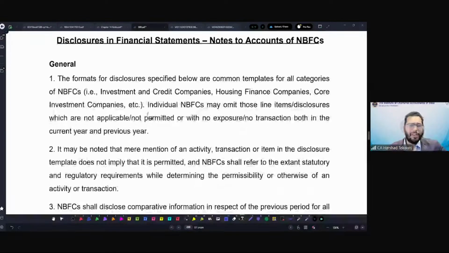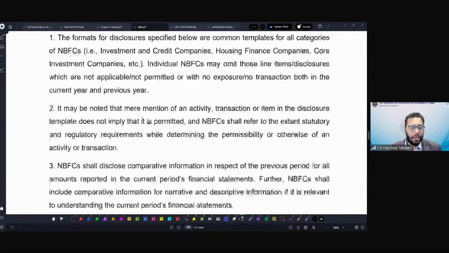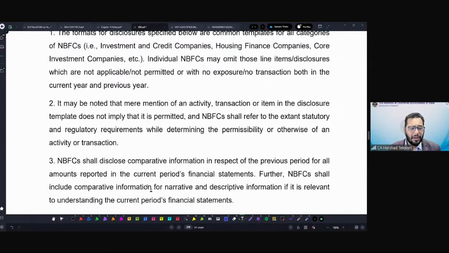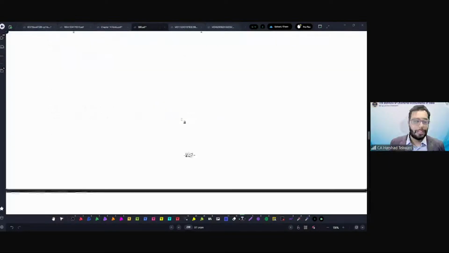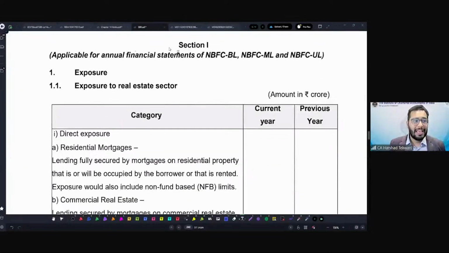Now these are the general comments on that. Okay, some general things which are there: current period financial statement comparators should be there, and specific things should be there, like that. But the actual reporting starts from here. This is Section 1, applicable on the annual financial statements of NBFC base layer, middle layer, and the upper layer.